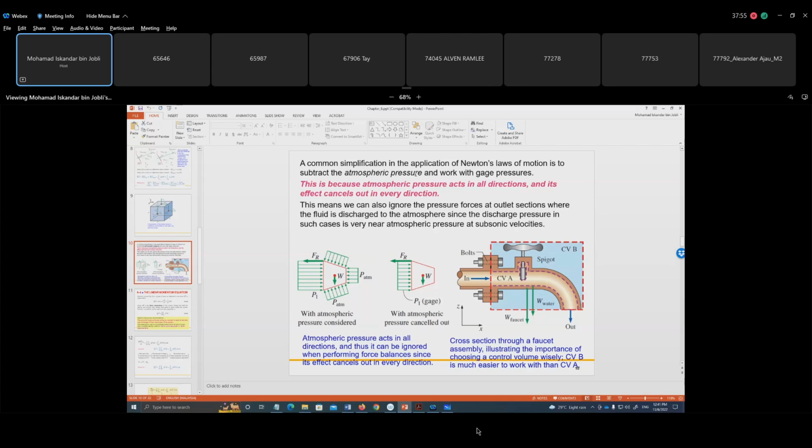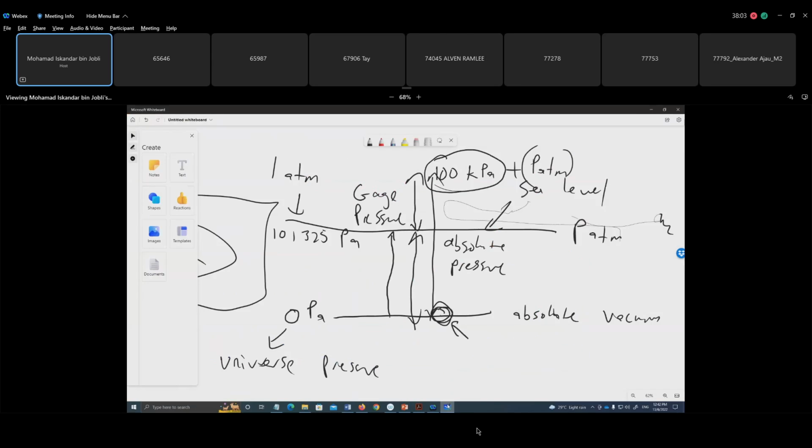So this is what it says. A common simplification in the application of Newton's law is that we can remove the P atm, right? We're just going to work with just the gauge pressure. Forget about this, forget about 0 to 101. It's common. That is 100 kPa. When we say it's 100 kPa, it's not actually 100, because you have to add this in order to find out the real pressure. However, we normally use this. So when we talk with our colleagues, when we do experiments, we just use this value. This is not the real value of pressure, fellas. Just so you know.